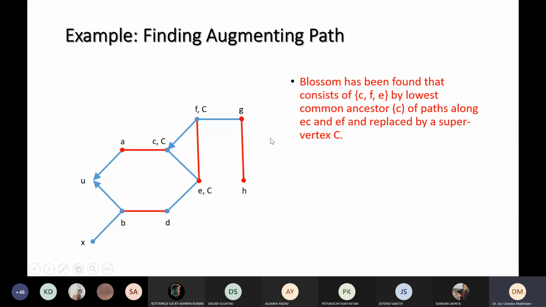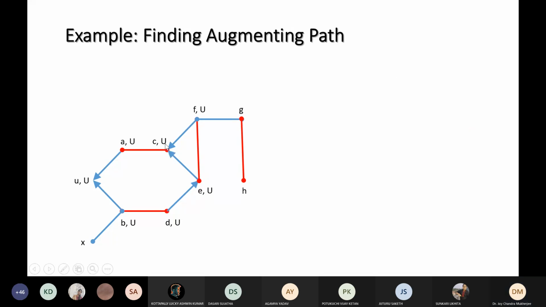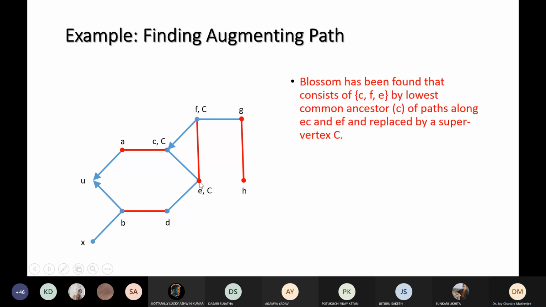So there is no replacement here. Basically, for each vertex I will keep a status saying capital C. It says that this belongs to a super vertex capital C. Now again, when this becomes a super vertex, from here I start my search. Now D is already in T. So this super vertex capital C has two neighbors. One neighbor is D, one neighbor is G.